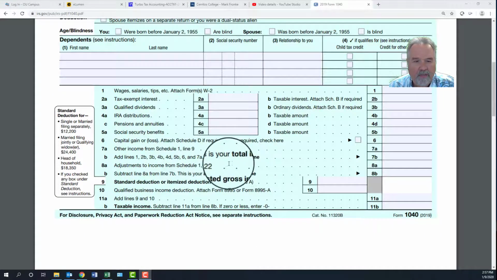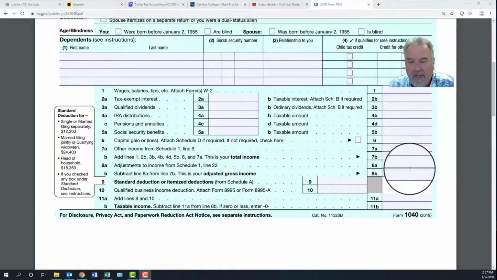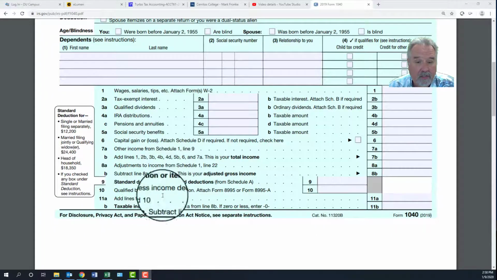So then we have some adjustments to income. And adjustments to income generally reduce the income for various things. Probably the most common is an IRA contribution, or if you pay alimony, that would be an adjustment. And that ends at line 8B, which is called adjusted gross income, or AGI. AGI is a very common term that people use when discussing tax situations. Then we have some qualified business income deductions in line 10.